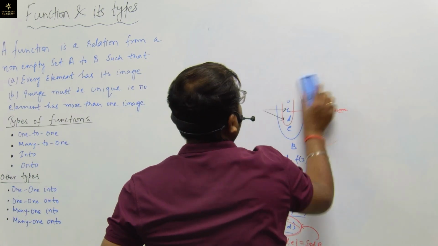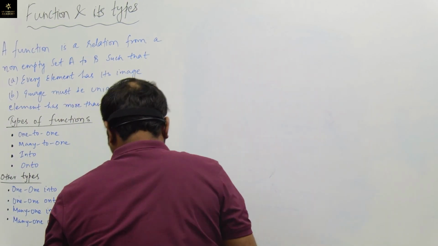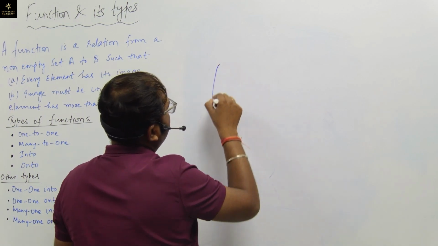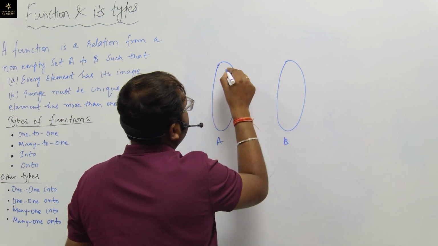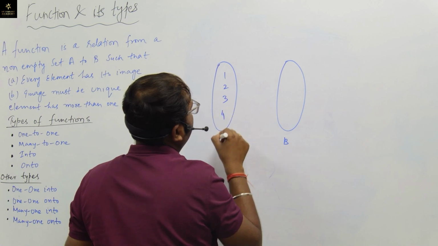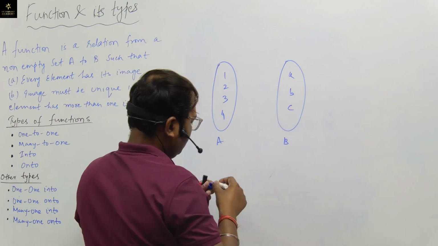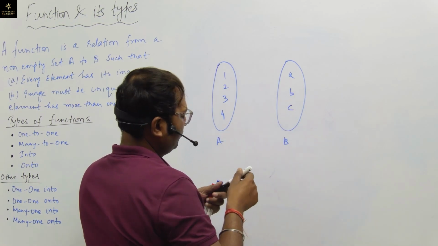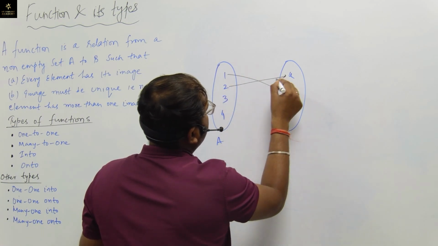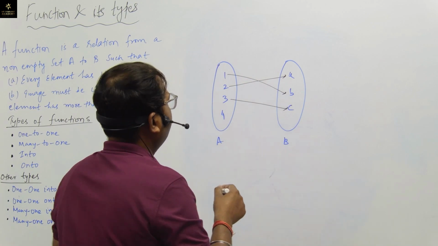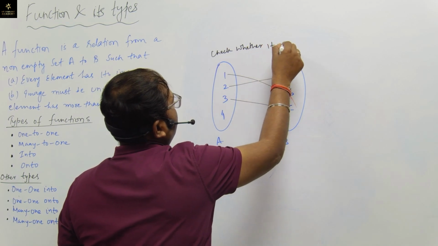Now let us move further on the definition of function. Let us take one example to understand this. Let us take a set A and set B. Let us take the elements 1, 2, 3 and 4, and the elements in codomain as a, b and c. Let us map this. 1 goes to b, 2 goes to a, 3 goes to c. We have to check whether it is a function or not.